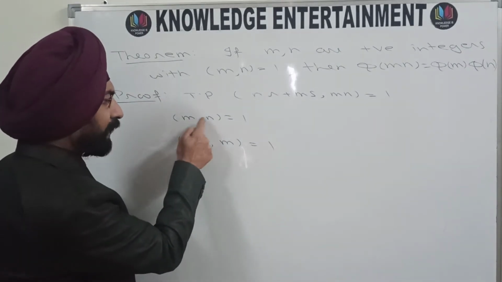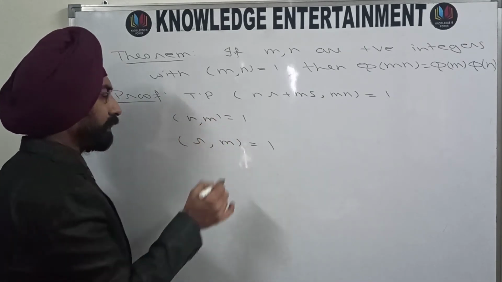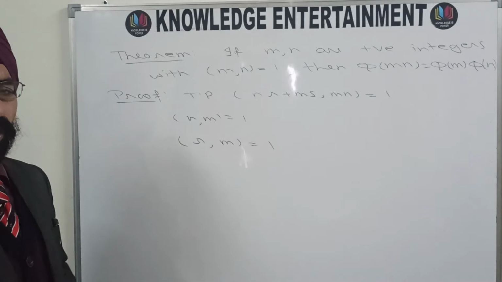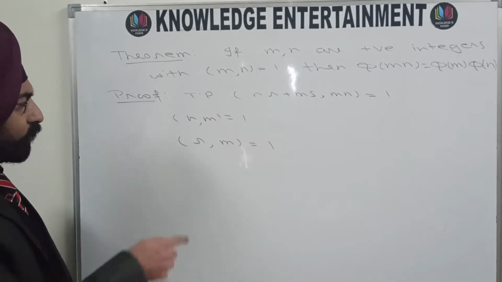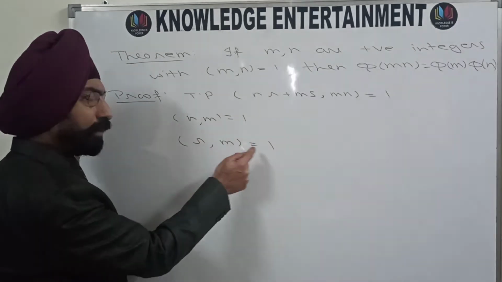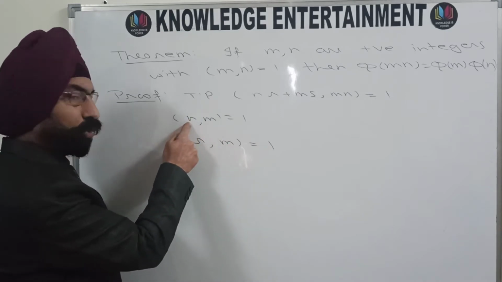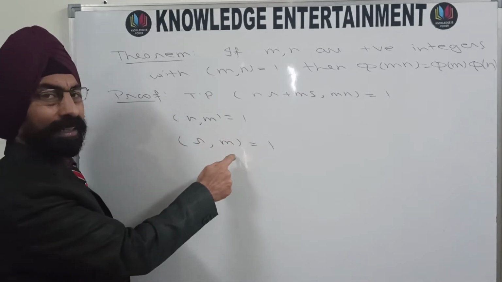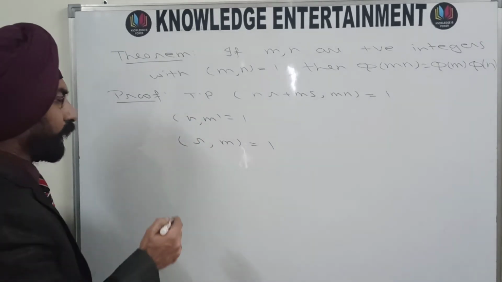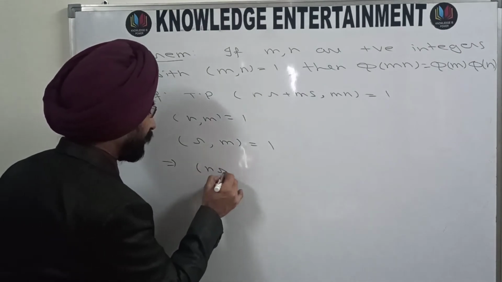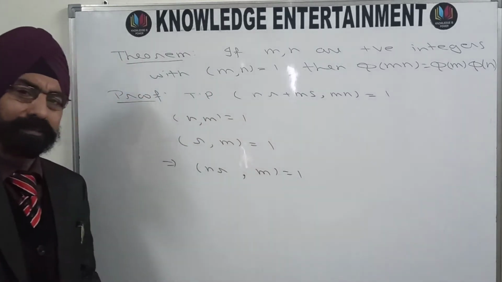This GCD of m and n is 1. I can also write it as GCD of n and m is 1, because GCD of 2 and 3 is 1, definitely GCD of 3 and 2 is also 1. Now GCD of n and m is 1, GCD of R and m is 1. So n is co-prime to m, R is co-prime to m. That means n has no common factor with m, R has no common factor with m. So their product nR also has no common factor with m. This means GCD of nR and m is 1.